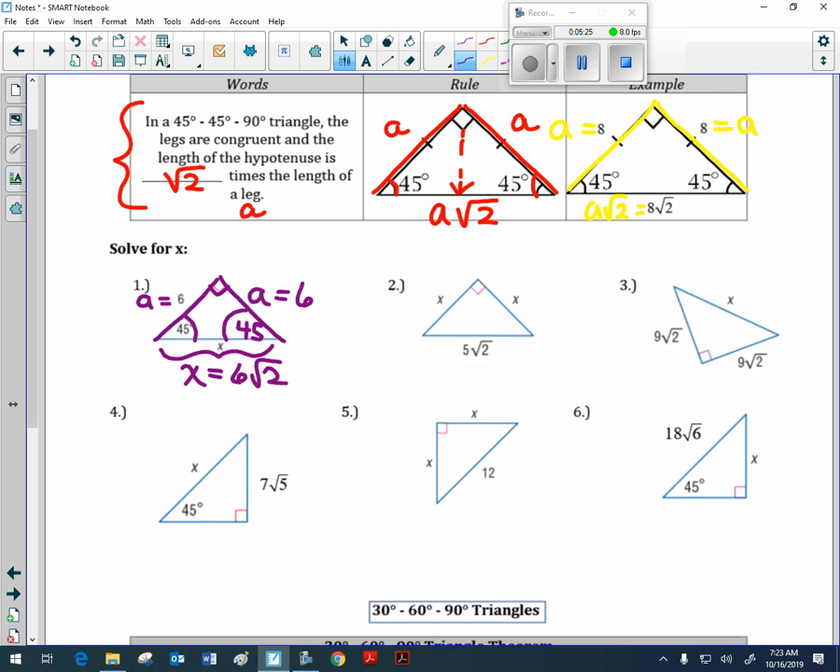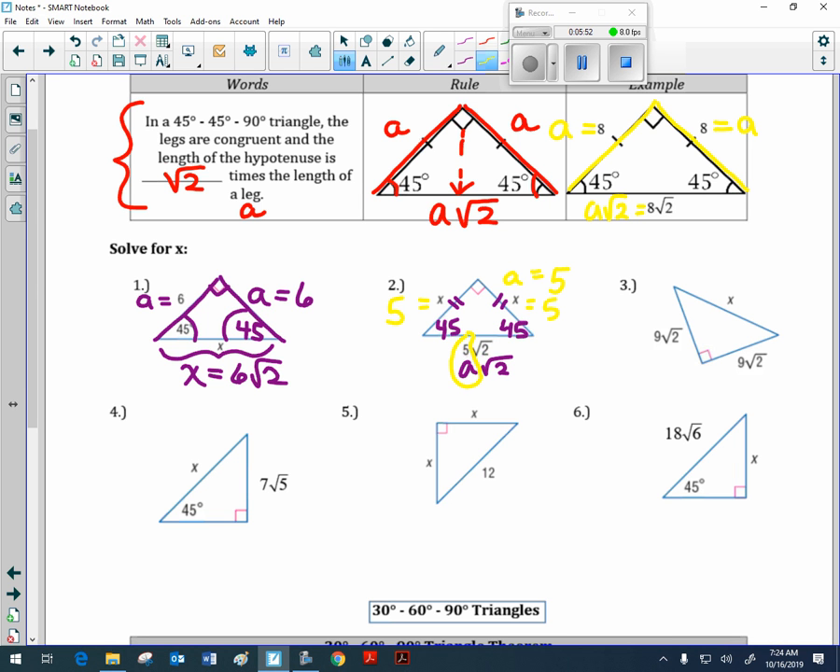Question 2 has you working backwards. They're actually giving you the hypotenuse, so they're giving you the a radical 2 side, which means then that because these two sides are equal, this is a 45, 45, 90 triangle, and our pattern will apply. And in this case, A is technically 5, which means in our situation, x is 5 on both of those two sides.